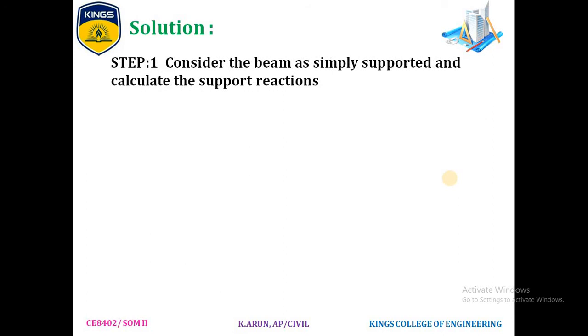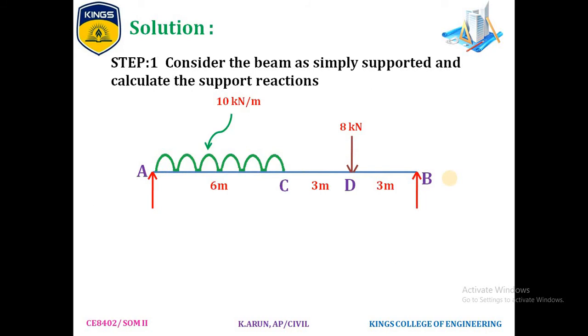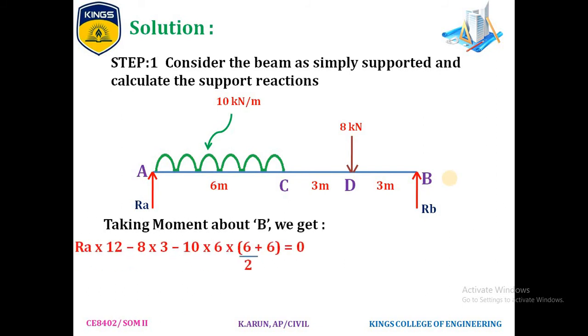Solution. The first step is to consider the beam as simply supported and calculate the support reactions. So I am removing the fixed ends and giving two supports at the ends A and B. I will have support reactions RA and RB at the ends. For calculating the support reactions, I am going to take moments about B. So RA into 12 minus 8 into 3, since the point load is located at a distance of 3 meter, and minus 10 into 6 into 6 by 2 plus 6.